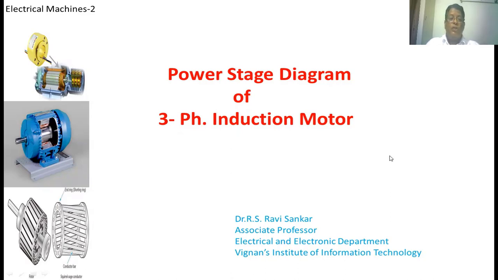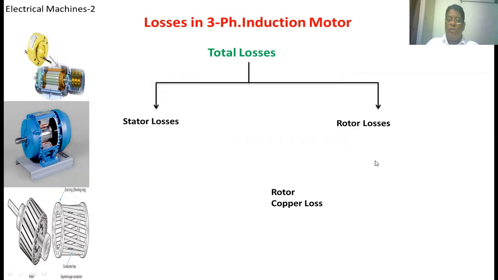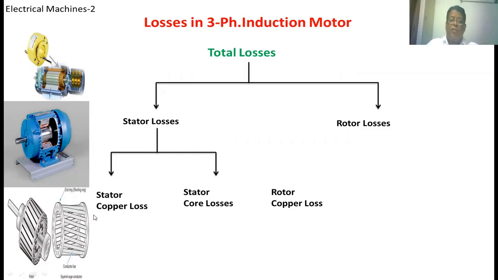So before going to the power stage diagram of a three-phase induction motor, let me explain the different losses that occur in a three-phase induction motor, and where exactly these losses occur. The total losses in a three-phase induction motor are divided, according to where they occur, into stator losses and rotor losses. Again, the stator losses can be divided into two types. One is stator copper loss, another one is stator core loss. The stator copper loss is nothing but when the current is passing through the stator winding, some amount of power will be wasted due to the resistance of the winding. That loss is nothing but stator copper loss.